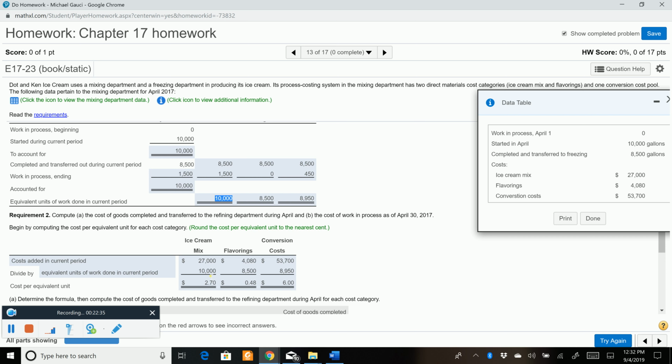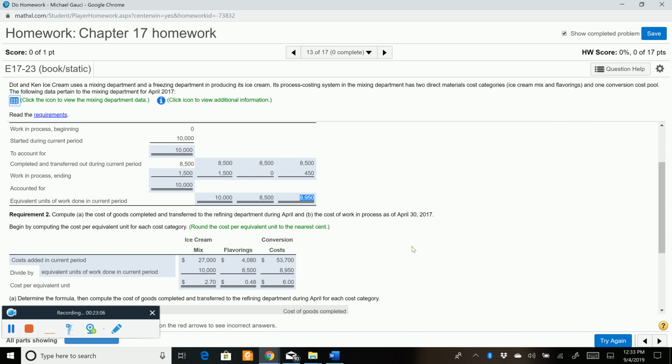10,000 for the ice cream mix, so $27,000 divided by the 10,000 equivalent units. That gives us our cost per equivalent unit of $2.70. The flavorings, $4,080 divided by equivalent units of 8,500. That gives us our cost per equivalent unit of 48 cents. And lastly, conversion costs were 53,700 divided by our equivalent unit of 8,950. That gives us cost per equivalent unit of $6.